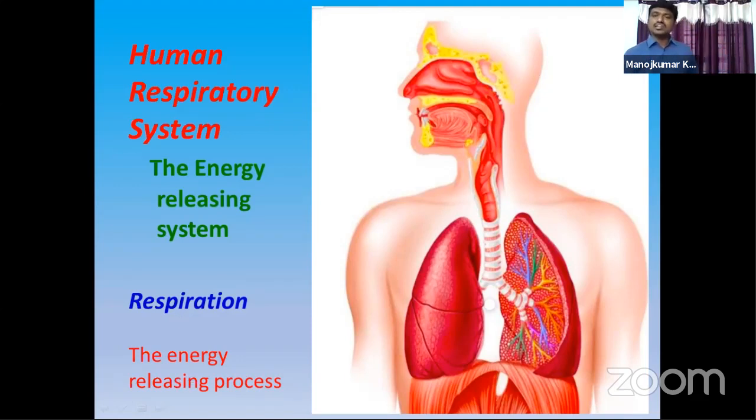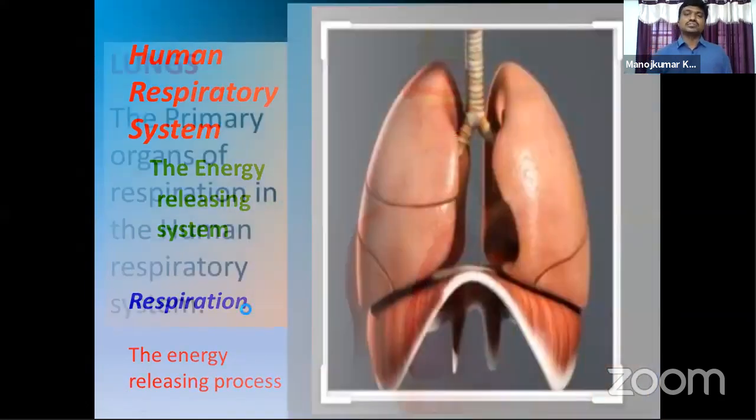So what is the energy releasing process? Where do we get this energy from? By this process called respiration. I think you might have studied this in your 10th class. Do remember, students? Got it? Yes, respiration, the energy releasing process. So by this, we get energy.